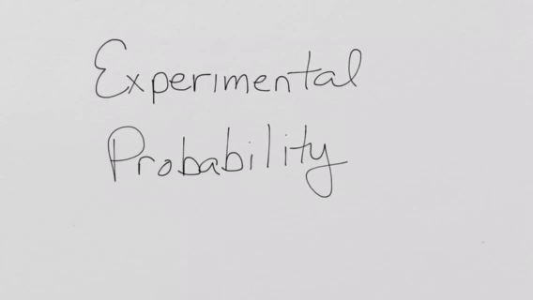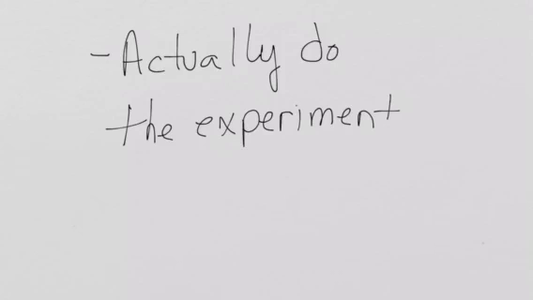All right, let's talk about experimental probability. This is when you actually do an experiment involving chance and you get some answers or some results. So you're going to actually do the experiment. This is not theoretical, this is actually experimental.